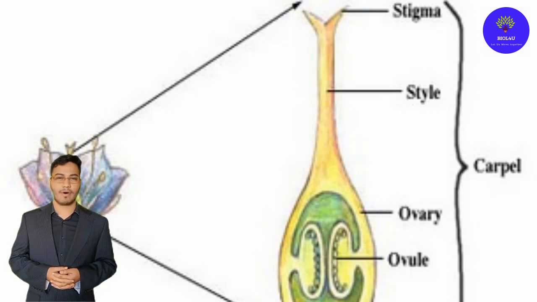Each ovary bears one or more ovules attached to a flattened, cushion-like placenta. When more than one carpel is present, they may be free, as in lotus and rose, and are called apocarpous. They are termed syncarpous when carpels are fused, as in mustard and tomato. After fertilization, the ovules develop into seeds, and the ovary matures into a fruit.